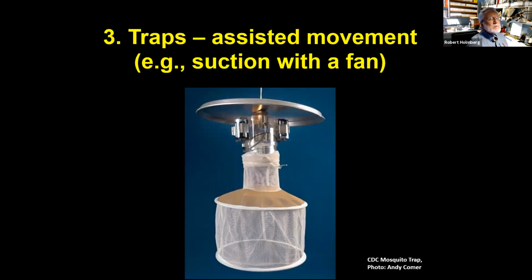Now we move on to traps with assisted movement. And one example of this is fans that sort of suck in the insects. So this is a CDC or Center for Disease Control trap that was developed in the United States. It has some batteries that run a light and a small fan. So mosquitoes are attracted to the light, and then the fan sucks them into this mesh bag.